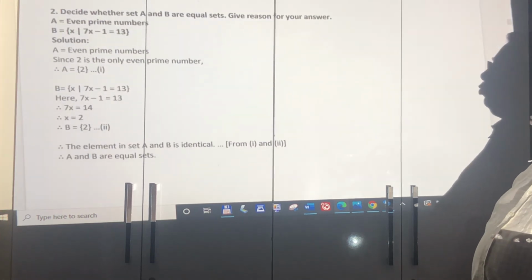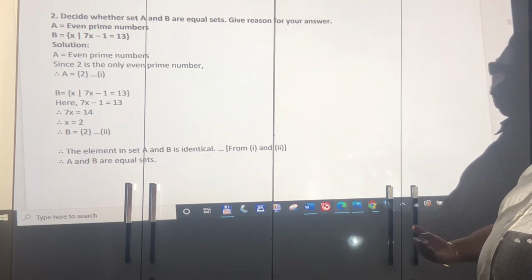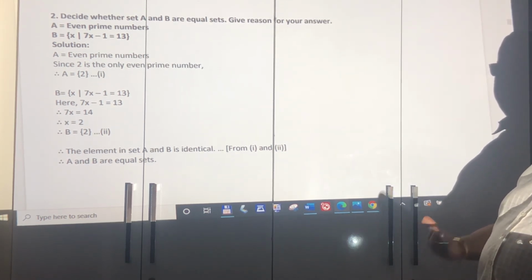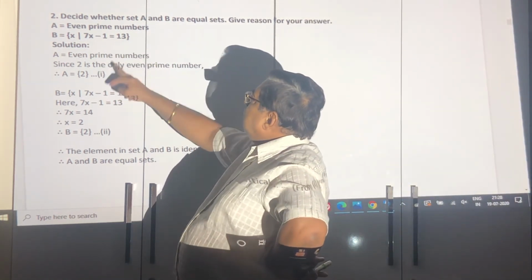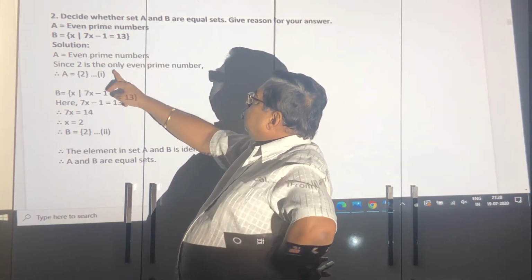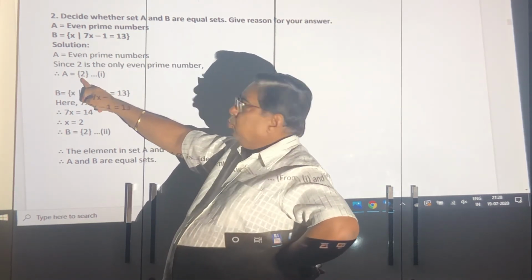Let's see sum number 2. Decide whether A and B are equal sets and give reasons. Textbook questions, so simple. Keep practicing. Very easy, get full marks. Even prime number. Okay? Since 2 is the only even prime number, A is a singleton set containing 2.